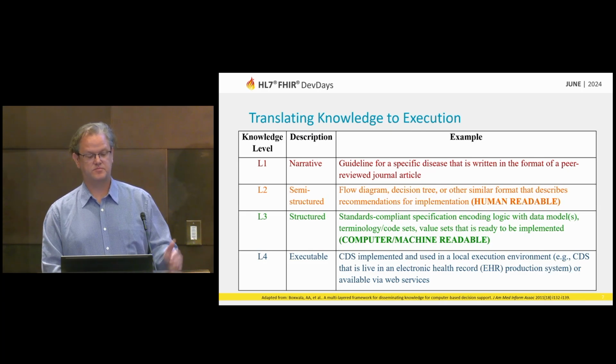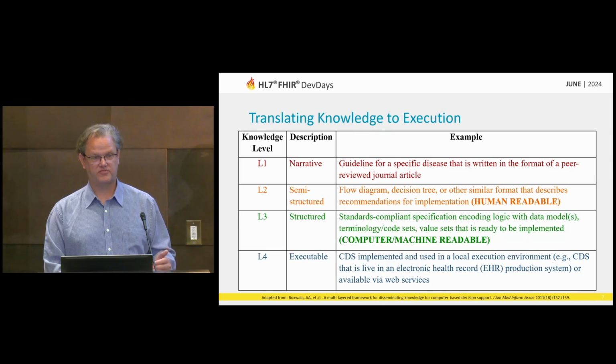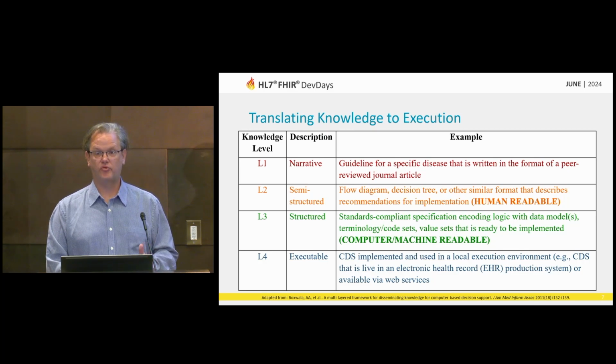L2 gets semi-structured, so now we're talking about flow diagrams and decision trees, similar formats that are human readable and help to communicate between humans what's going on, but aren't necessarily to the level that a machine can actually interpret. And that's L3 then, which is a structured representation that can be shared, a computable representation of that knowledge. And finally, L4 is like running software in a system. So right now, things go typically from L1, maybe a little bit of L2, to L4.